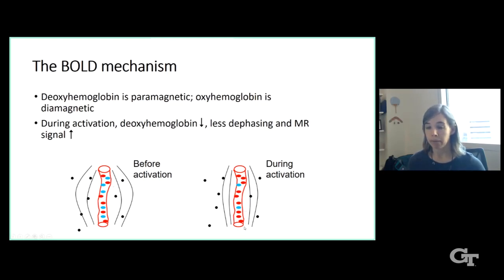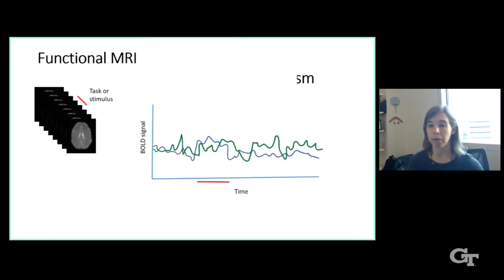So when we have activation, and that increase of blood flow to supply that area, we have less deoxyhemoglobin, more oxyhemoglobin, and less disruption to the magnetic field. And what that means is that our MRI signal goes up. And so it looks something like this.